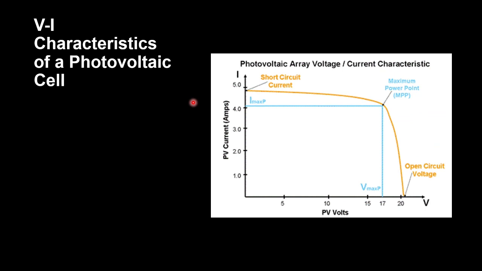Now we'll see the VI characteristics of a photovoltaic cell. Here on the y-axis we see current in amps. On the x-axis we see PV volts, which means the voltage of the circuit. This is the maximum power point that can be generated in a photovoltaic cell. This is the MPP, maximum power point. This is the short circuit current, and this is the open circuit voltage. This is the VI characteristics of a photovoltaic cell in the form of a graph.